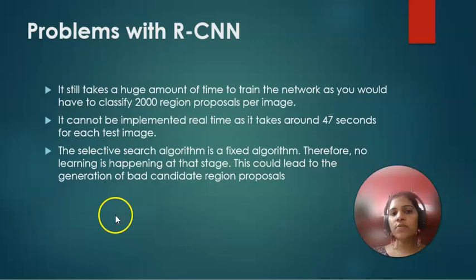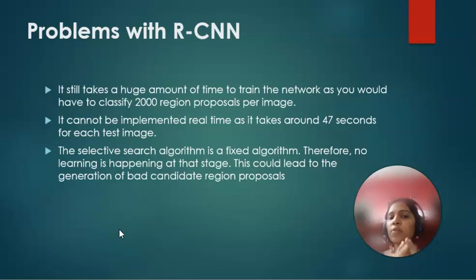Now, what are the problems of RCNN? RCNN takes a huge amount of time to train the network. Because implementing these 2000 region proposals is too difficult, and for one test image it takes about 47 seconds. The selective search algorithm is a fixed algorithm, therefore no learning is happening at that stage. This could lead to the generation of bad candidate region proposals. Bad candidate means maybe the object will not be there inside that region proposal.